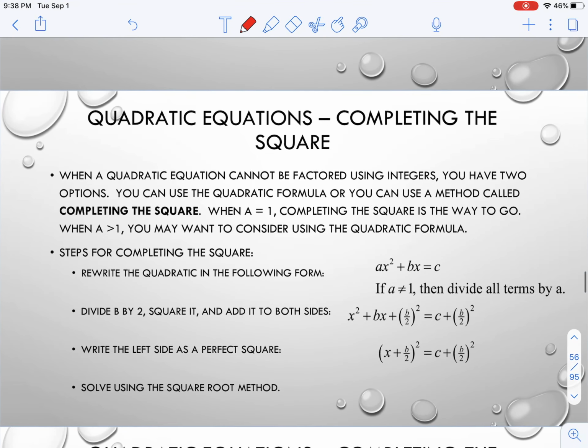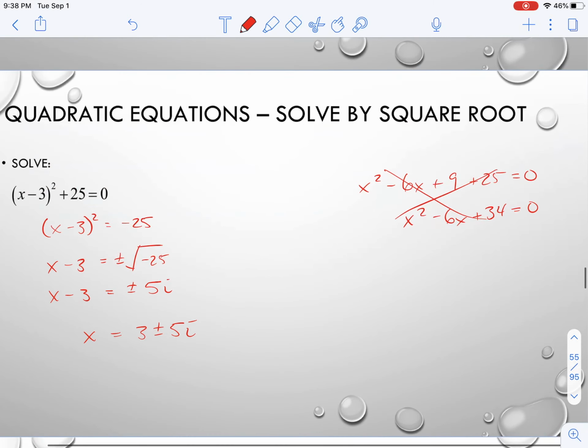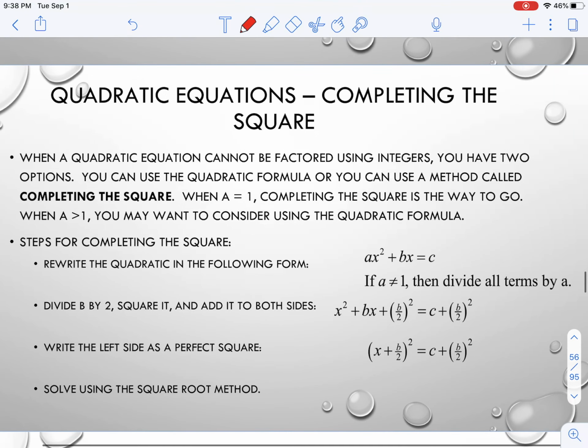Which brings me to my next point. If I have something that were in possibly the form of x squared minus 6x plus 34, I've got a couple of options for how I want to try and solve that. And the first that we're going to cover in this video is completing the square. So in a quadratic equation, when we can't factor it using integers, we either need to complete the square or we're going to use the quadratic formula.